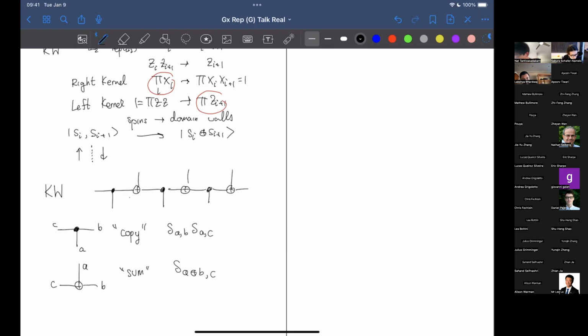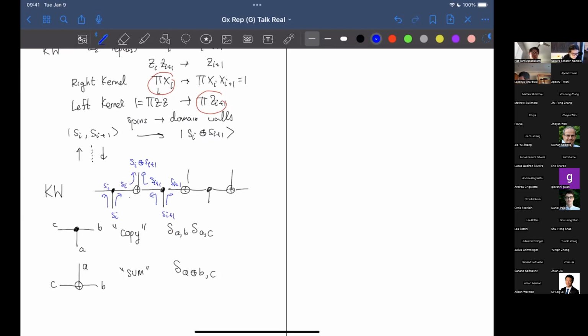Okay, so let's see why this works. So if I have Si here and Si plus 1, the first tensor is going to copy both of these to be Si. It's going to copy both of these to be Si plus 1. And then the sum tensor is going to add the two. So we get what we want on every output leg.